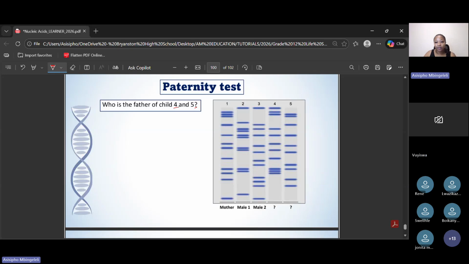Okay, let's find out who is the father of child 4. This is what we have here: a mother, a male 1 and a male 2. So there are 2 different fathers for the kids here. You need to tell me who's the dad for number 4 and who's the dad for number 5. Male 1 needs to be accounted for, male 2 needs to be accounted for also. And this is the mother. So it's 2 different fathers, same mother, 2 kids.